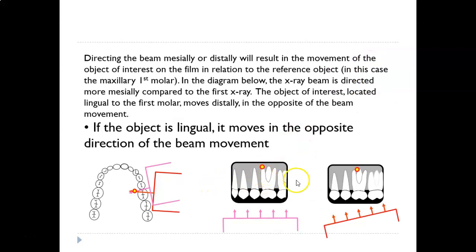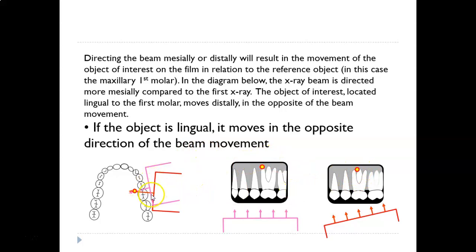Okay, so what happened to our object? We moved our beam mesial, and then our little object here moved in which direction? Did it move mesial or did it move distal? It moved distal. So that has to mean then, if the object is lingual, it moves in the opposite direction of the beam, and that's exactly what it did.